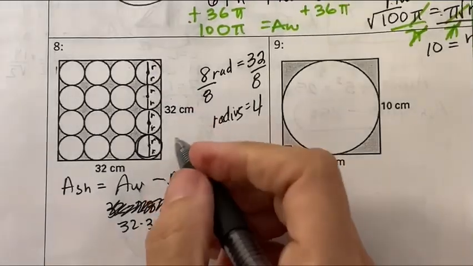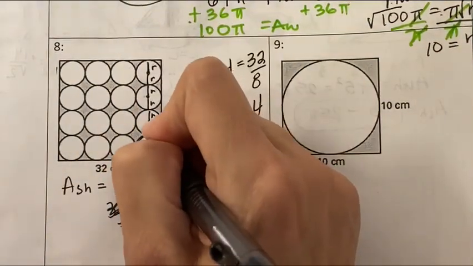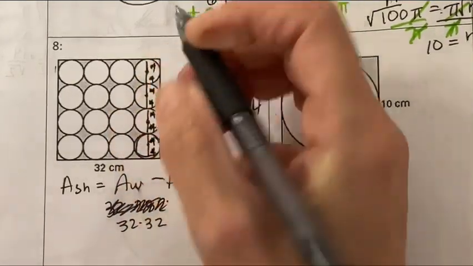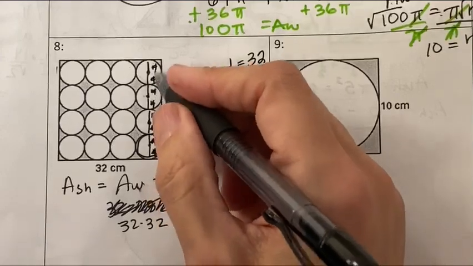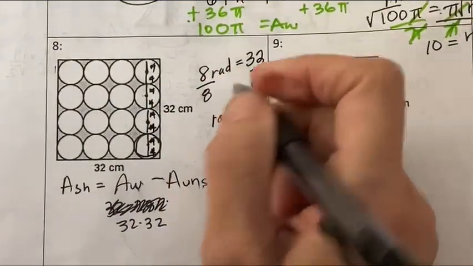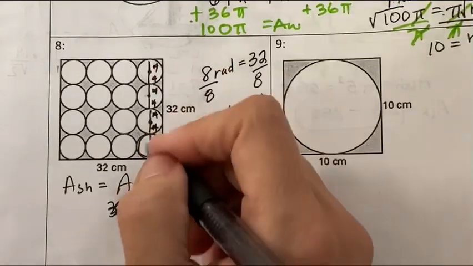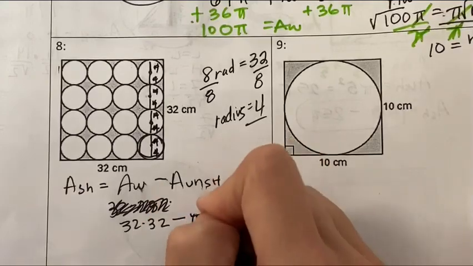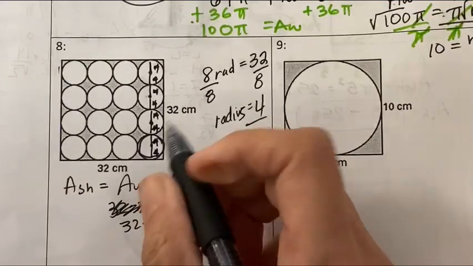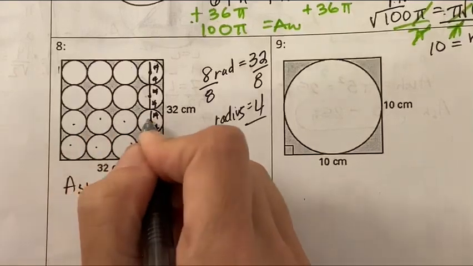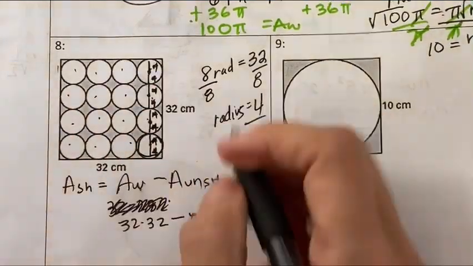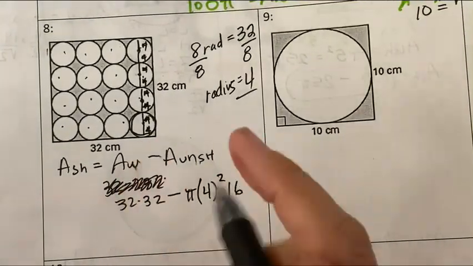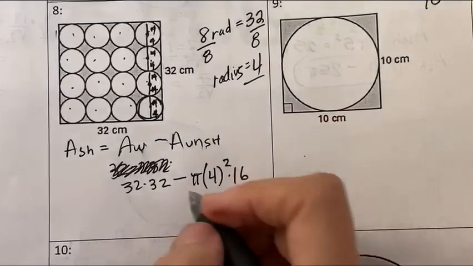Okay, so let's see if that makes sense. This is radius 4, radius 4, radius 4, and so on. 1, 2, 3, 4, 5, 6, 7, 8 fours is 32. Yep, so the radius is 4. So the area of one of the circles is pi r squared, and my radius is 4. But I have 16 of those, so I'm going to multiply that by 16, and that's the area of the unshaded, 16 of these circles.